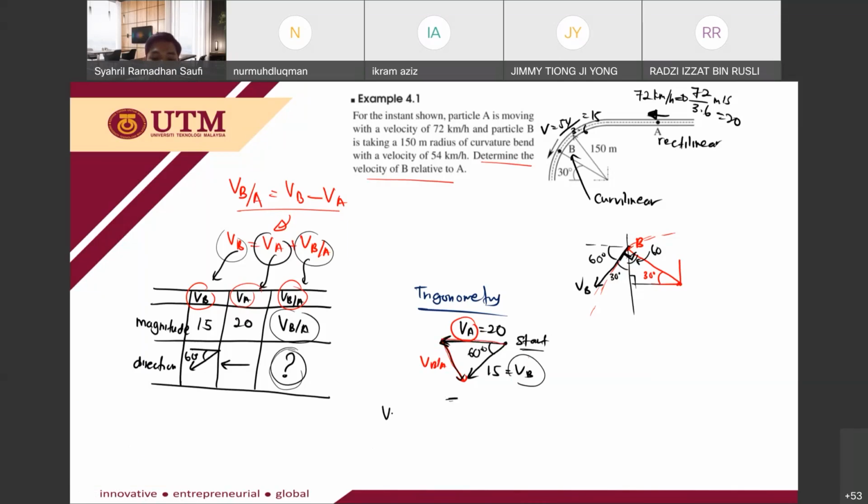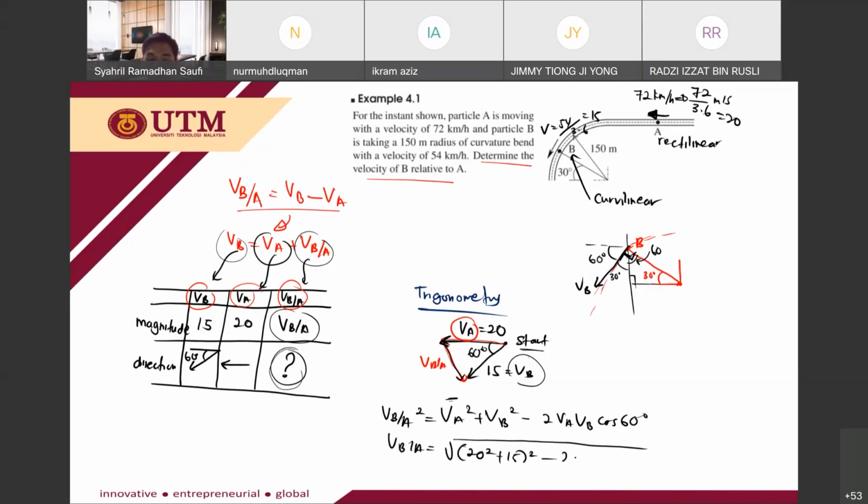All right, so then you can determine VB slash A squared is equal to VA squared plus VB squared minus 2 VA VB cos 60 degree. So VB slash A is equal to square root of 20 squared plus 15 squared minus 2 times 20 times 15 cos 60. Then you can get VB slash A in meter per second.